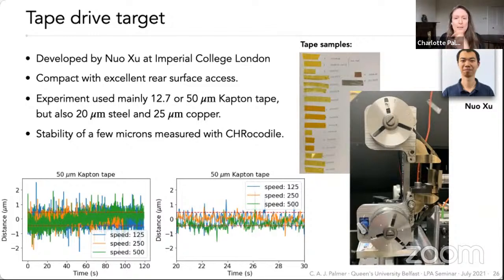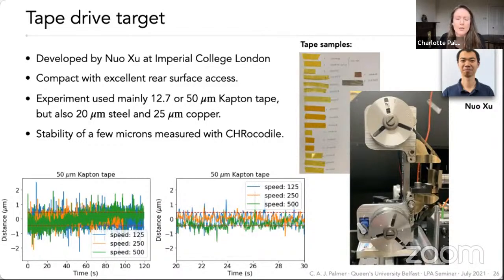This tape drive was then placed on an encoded XYZ stage using a kinematic base so that it was easy to take out and swap the spools. The tape drive itself had micron scale positional stability, and we measured that using a commercial white light position measurement system, this Crocodile system, and you can see the measurements here along the bottom. Despite that stability, we did notice that we saw occasional jumps in the position of greater than 10 microns, which is a problem for us if that's our Rayleigh range.